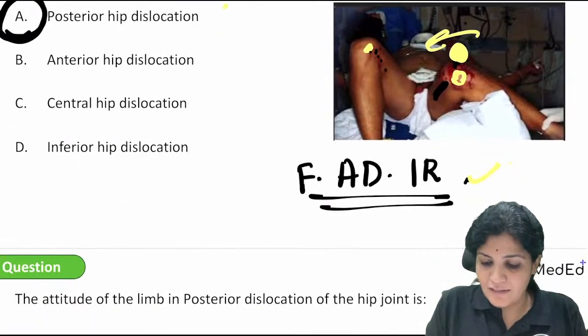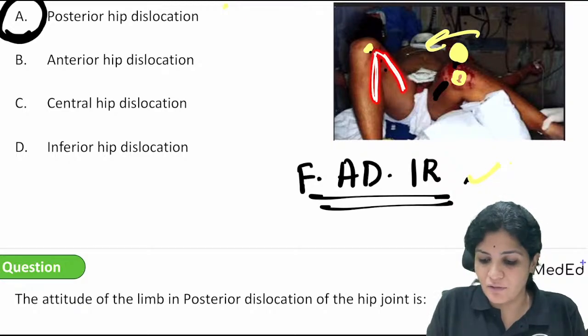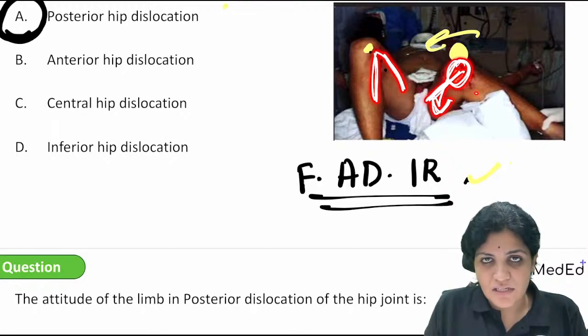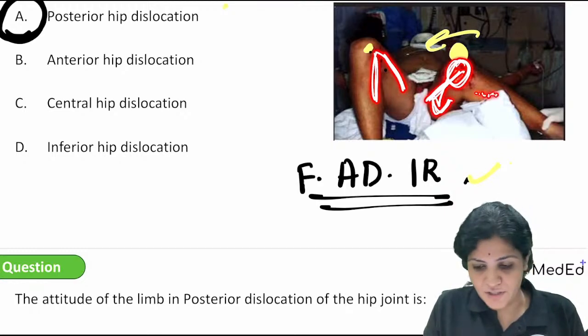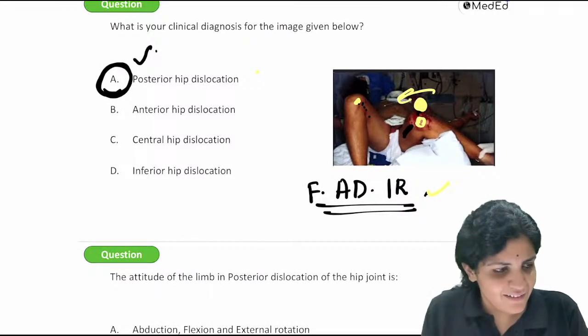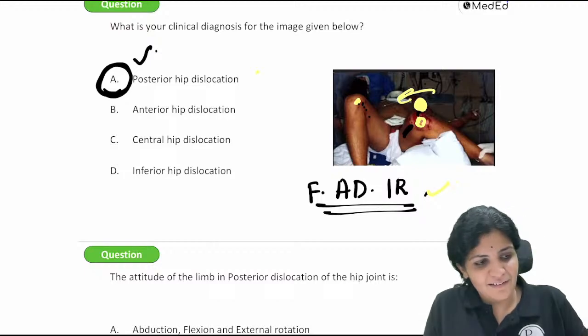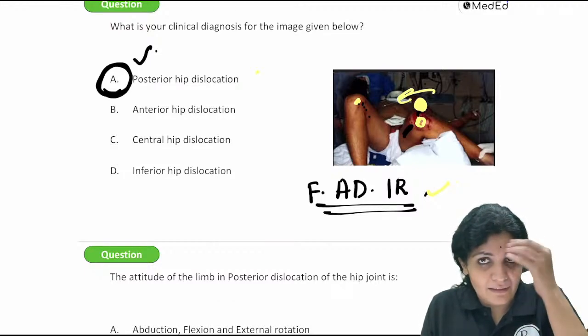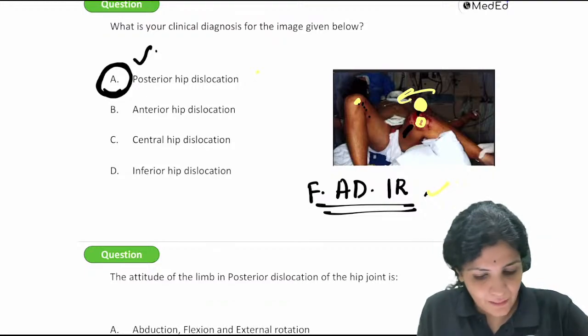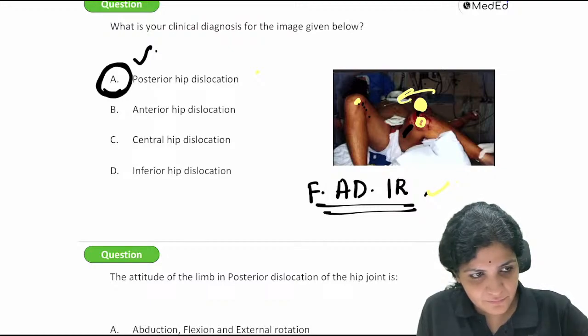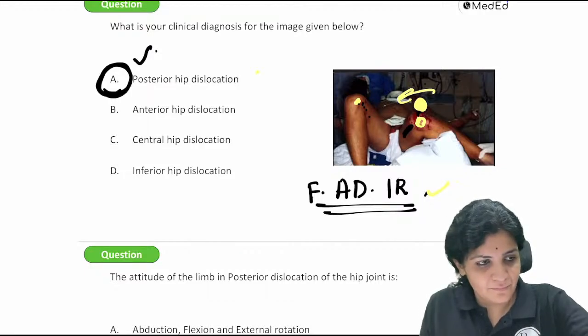This limb, if you see, is somewhat externally rotated, but this one is internally rotated. If you see, the patella is inside this way. So this is flexion, adduction, and internal rotation. Not convinced? Clear? Okay.